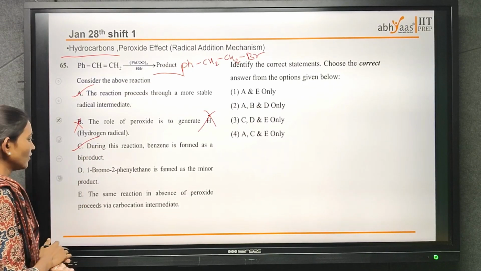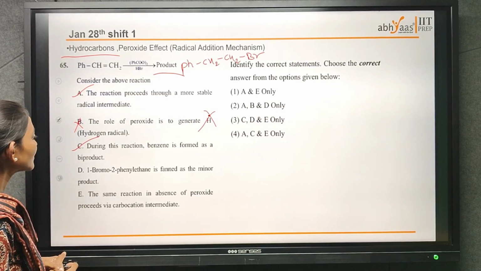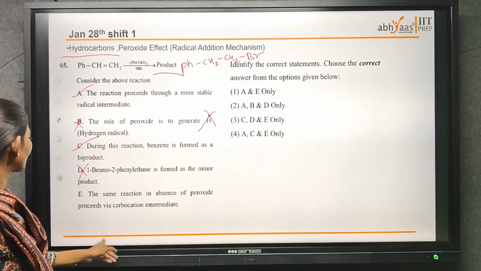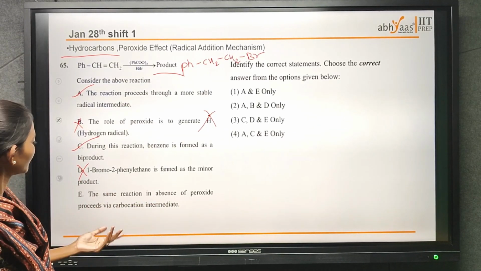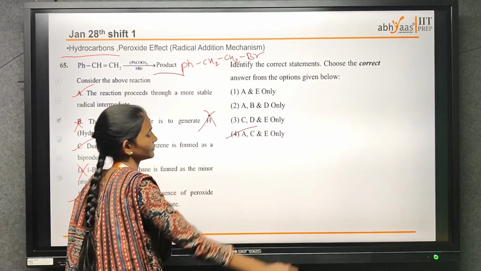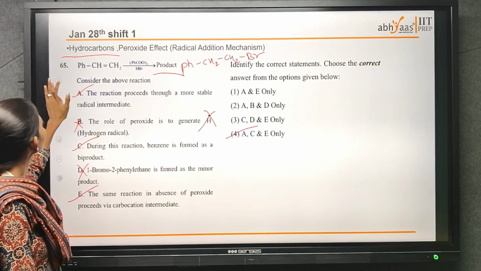Yes, 1-bromo-2-phenylethylene is found as a monoproduct. No, the same reaction in absence of peroxide proceeds via carbocation intermediate. Yes, true. So hence option ACE is your answer, right? Moving on to next question.